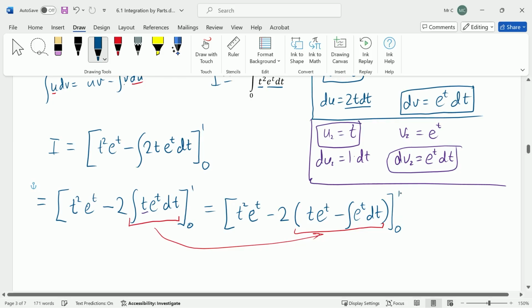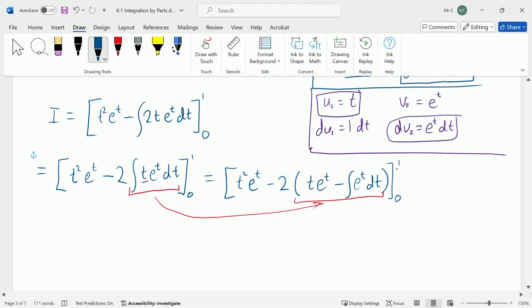And we still need to evaluate this whole thing from 0 to 1. You really want to make sure you keep putting those marks every time. That's very common for students to stop writing your evaluation marks, and then you get to the end and forget, oh wait, I'm supposed to evaluate this thing. And so you just leave it as a function when you should be plugging in those numbers at the end and getting a value.